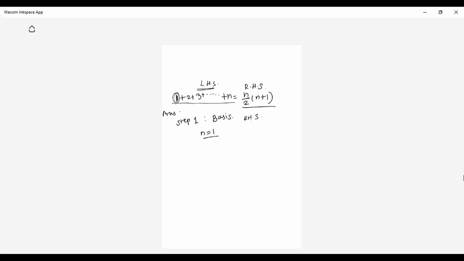So RHS, I'm putting n is equal to 1. So 1 by 2, 1 plus 1. So 2 by 2, the answer is 1. So whether I'm getting RHS as 1 for LHS n is equal to 1? Yes. For n is equal to 1, I'm getting RHS as 1. Okay. Go for the next one.